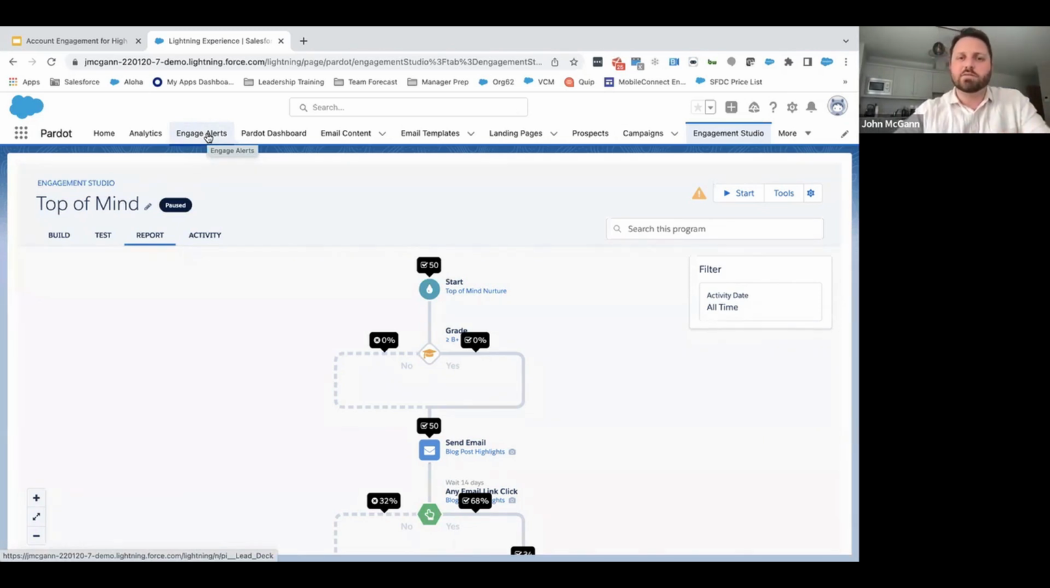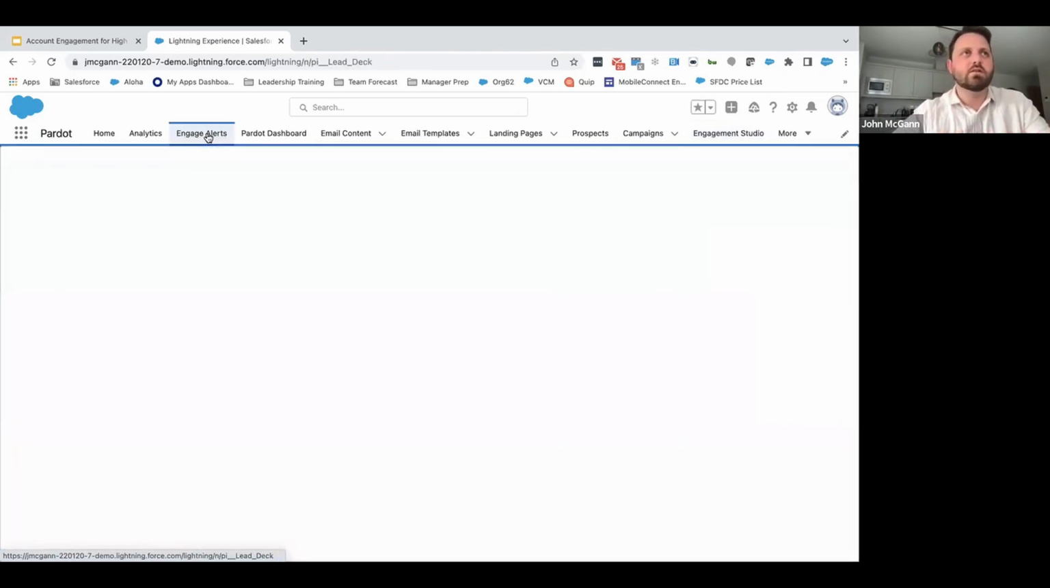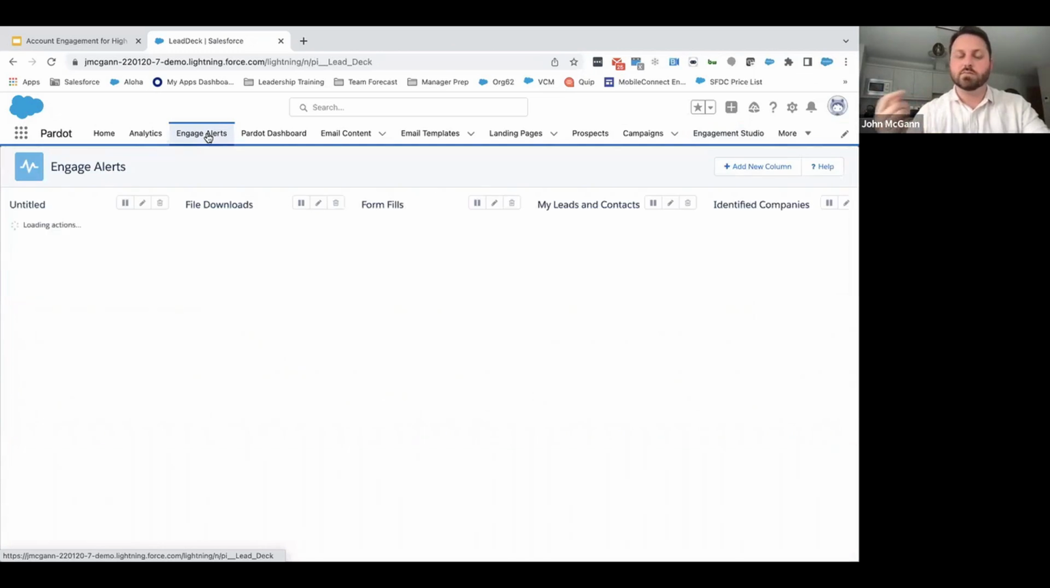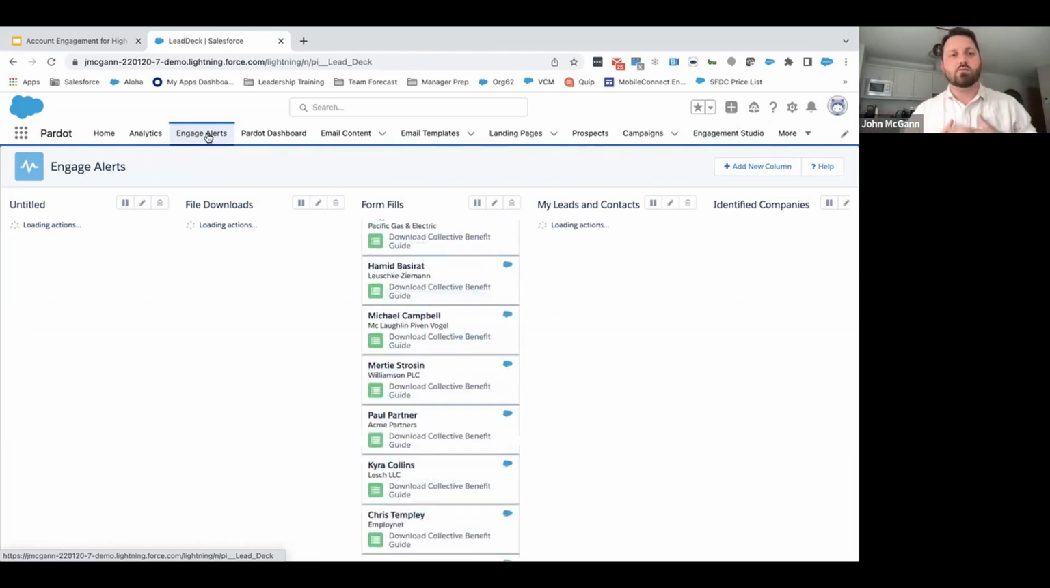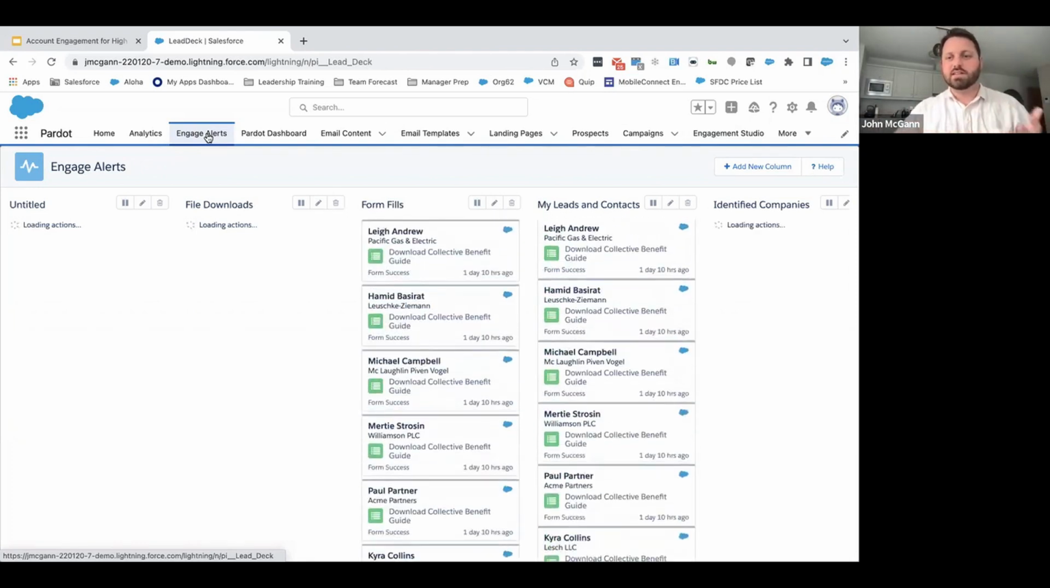The first part when I talked about this was me as a salesperson getting alerted when somebody actually engages with a marketing asset or a piece of content. So have they downloaded a file? Have they completed a form? Have they clicked a link? And we can set up what we want to listen out for as salespeople in these different columns.